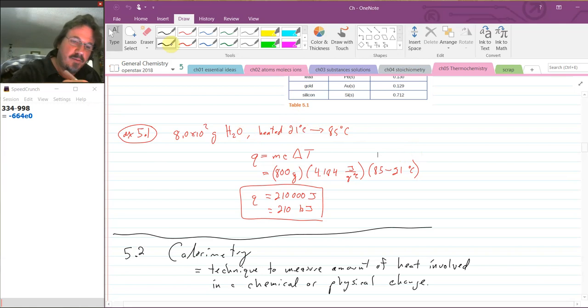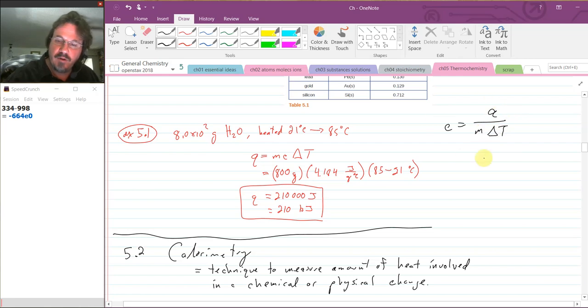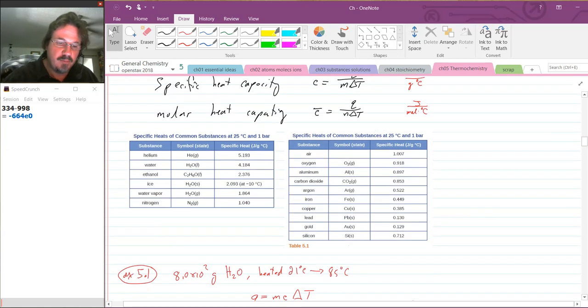Remember, the specific heat capacity, let me just write this over here. The specific heat capacity, c, was defined as Q over m delta T. I can turn this around and solve it for Q, actually. It would be c times m delta T, which is what I've got right here. And plug in the numbers for mass. Well, it was 800 grams. c, the specific heat capacity, we get that from the table up here for water.